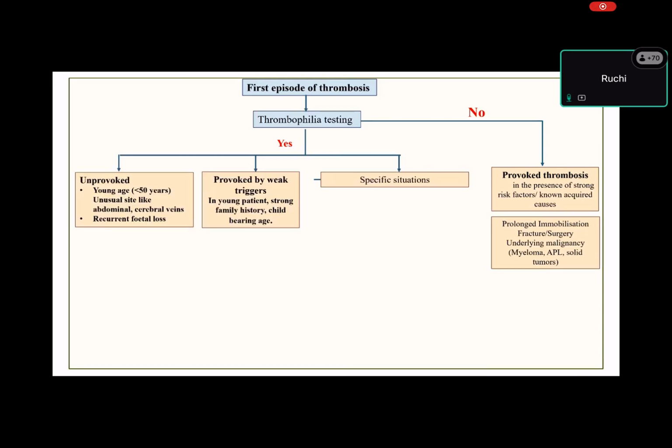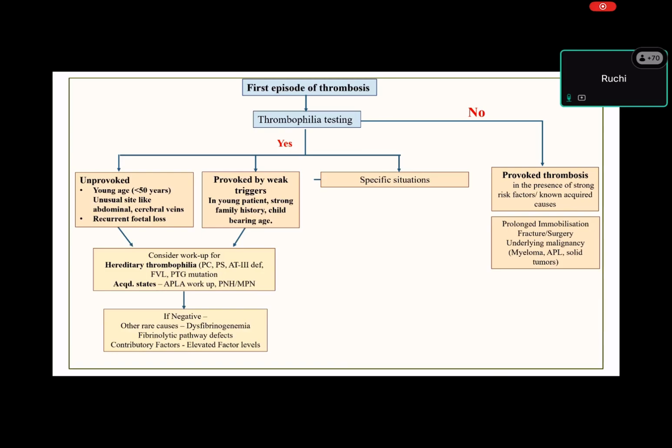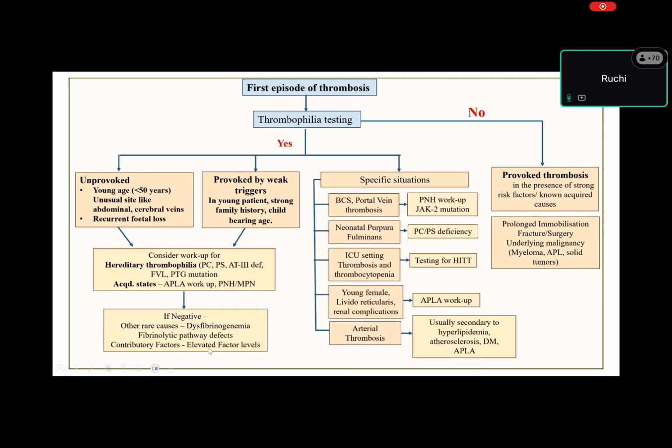But if it is an unprovoked thrombosis or it is a provoked thrombosis in the presence of some weak triggers, young patient, strong family history, childbearing age, it happened because of taking OCP, so you can go ahead and work up these patients for hereditary thrombophilia if you think it is actually going to alter your management. If it is negative for the common ones, you have the rare ones which can be looked up. But again, if you ask me where this happens, I'm not very sure. I don't have an answer.